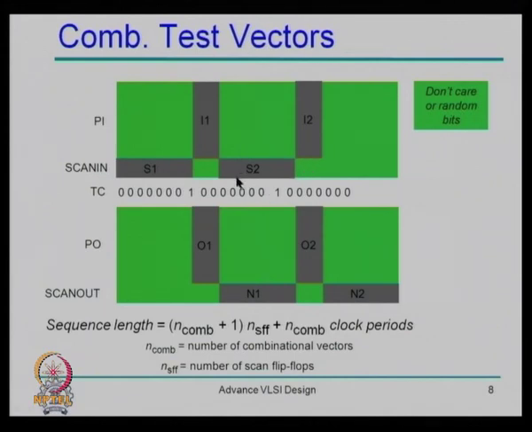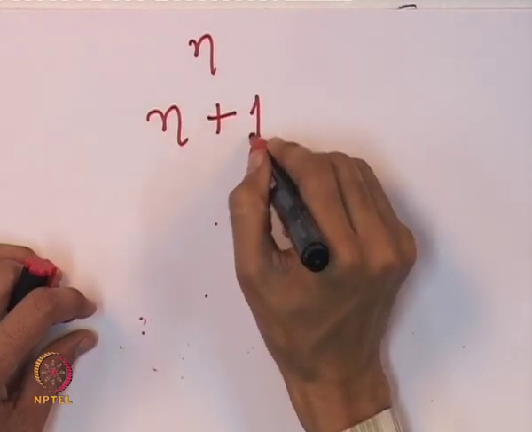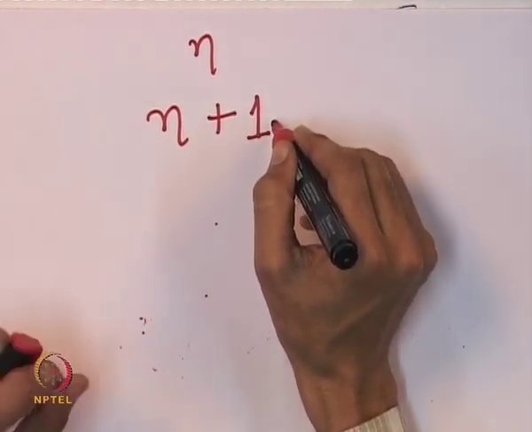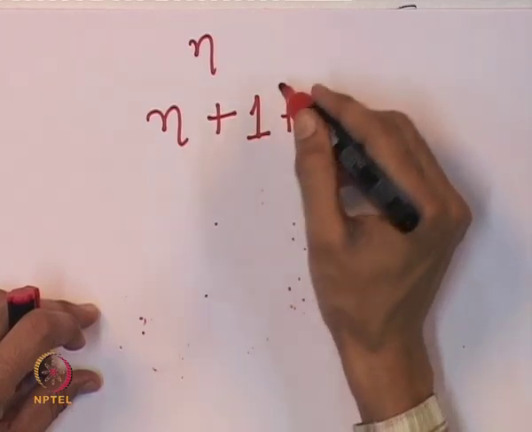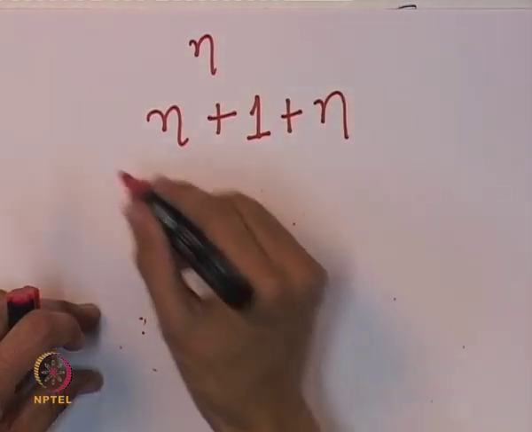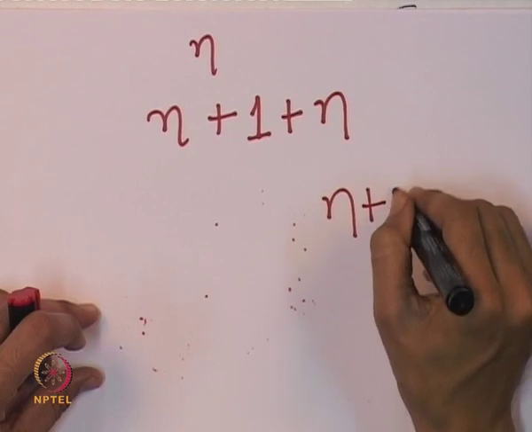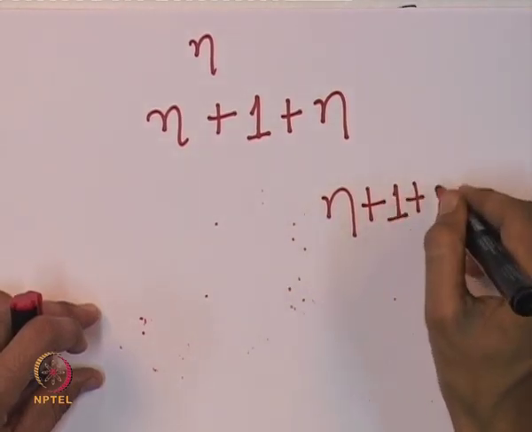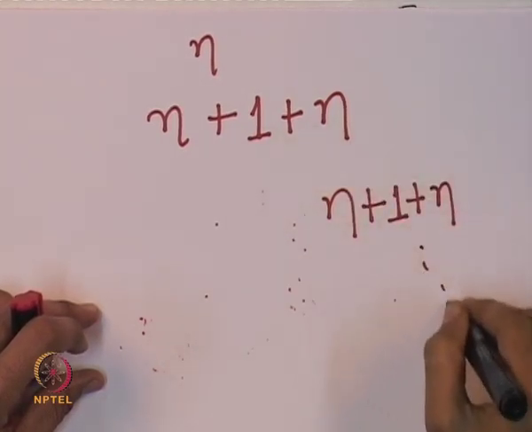Now the question is how many cycles it will take. If your scan chain length is n, you need n cycles to load test vectors, then in one cycle you go to the functional mode. That means you change your test control signal from 1 to 0 or 0 to 1, and then you capture the test response and scan out the test response. This is for the first vector. For the second vector, you again load the test vector, go to the functional mode, apply primary input and capture the test response, and then scan out the captured test response from the flip flops. This way you keep on doing.